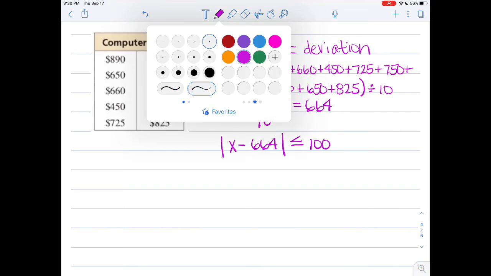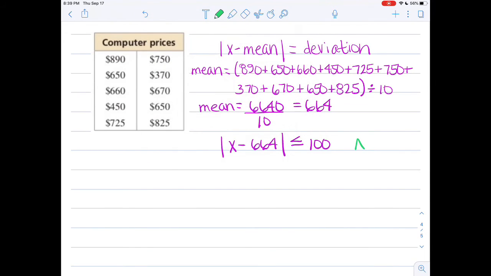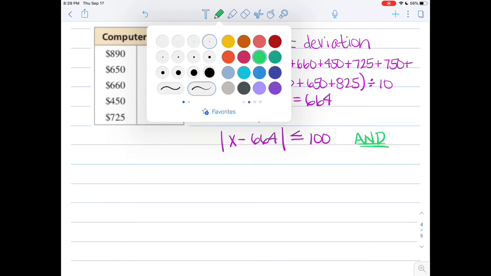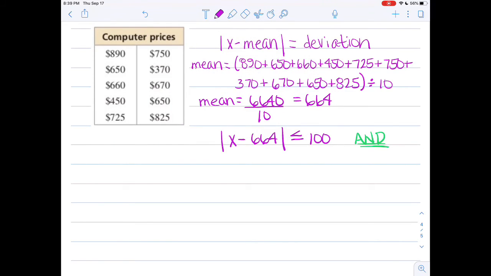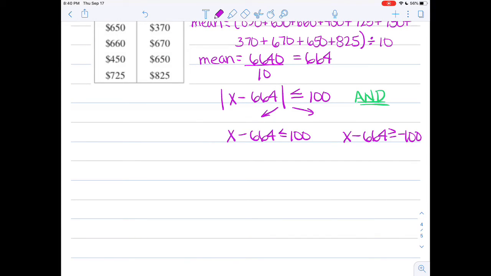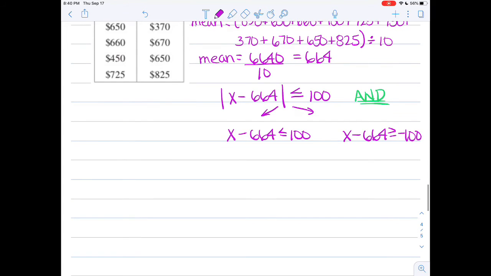So since it's a less than equation, less than is an and. Let's go ahead and figure out what our biggest price and our smallest price can be. We'll do that by solving this absolute value equation. It's already been isolated, so we can separate and solve. We'll say x minus 664 less than or equal to 100, and x minus 664 greater than or equal to negative 100. So remember, we can go the opposite direction and be less than the mean or greater than that mean price by $100. We just don't want to be more than $100 off.